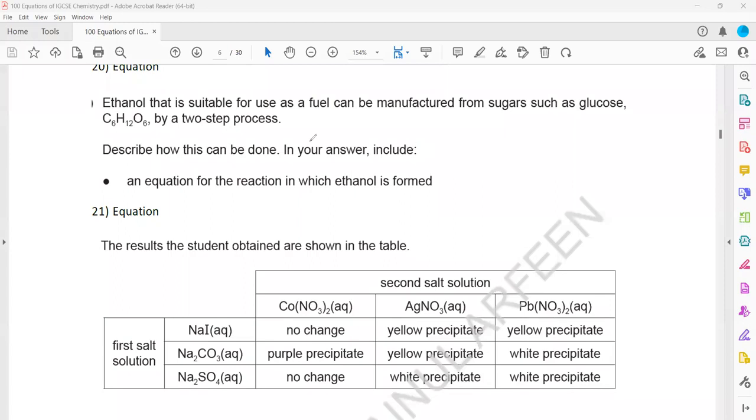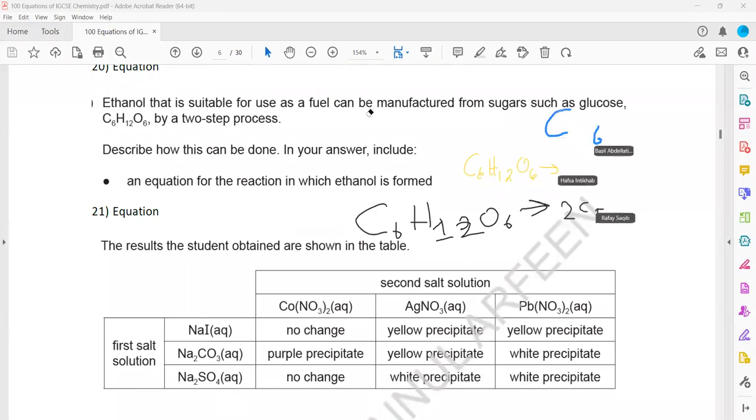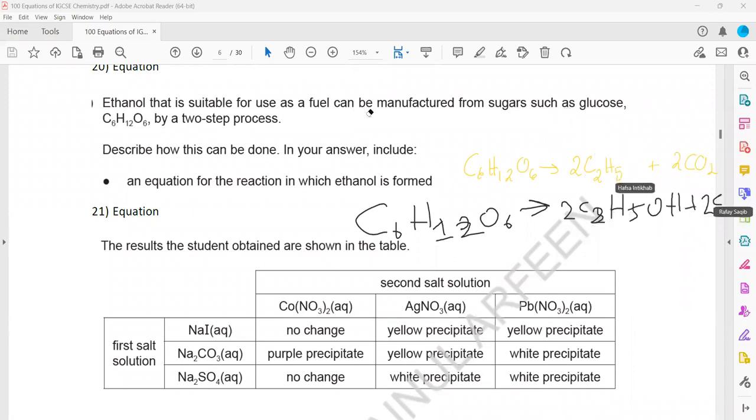So the fermentation of C6H12O6, glucose. Yes, you can use the screen annotation to complete that. It gives 2 molecules of ethanol, C2H5OH, plus 2 molecules of carbon dioxide.